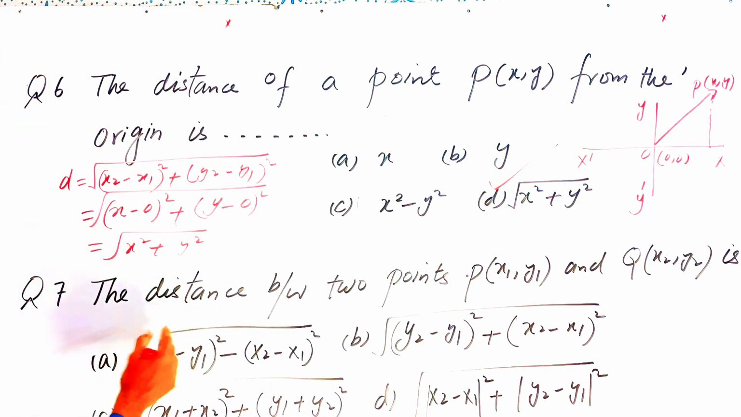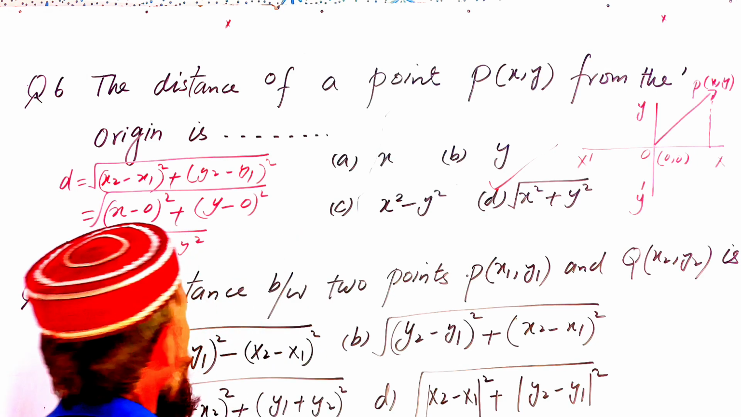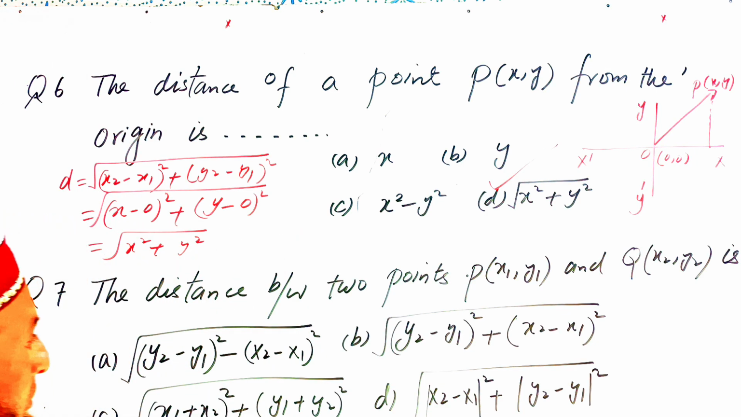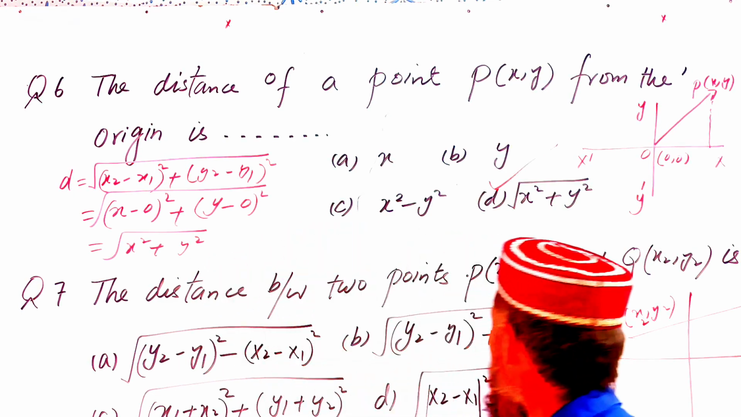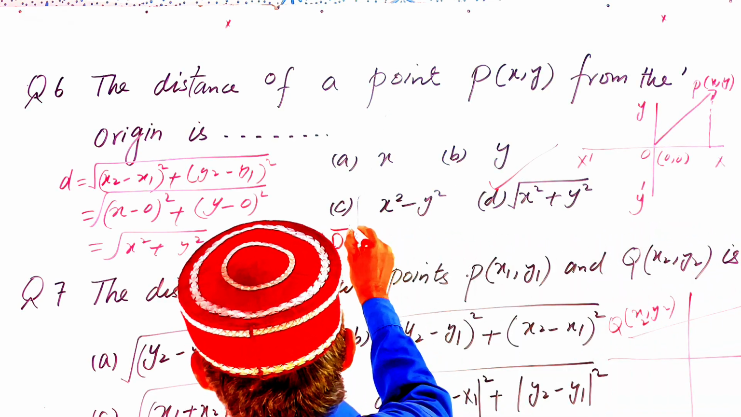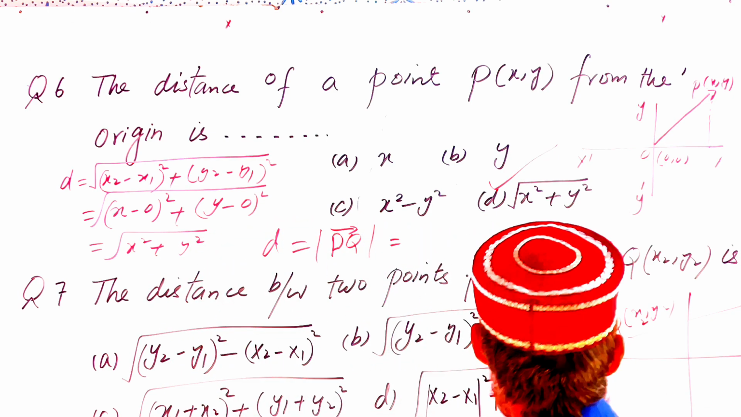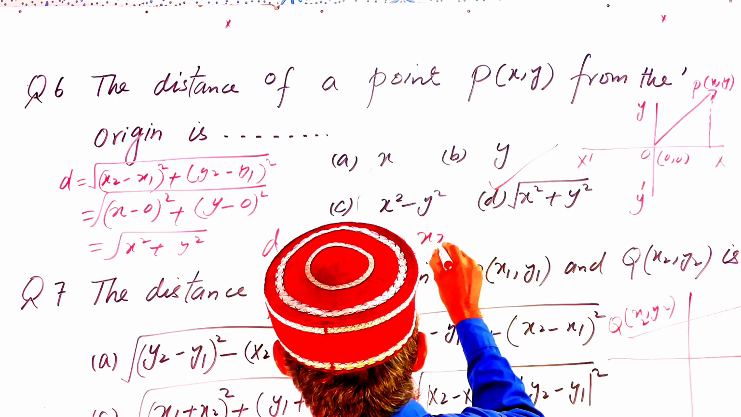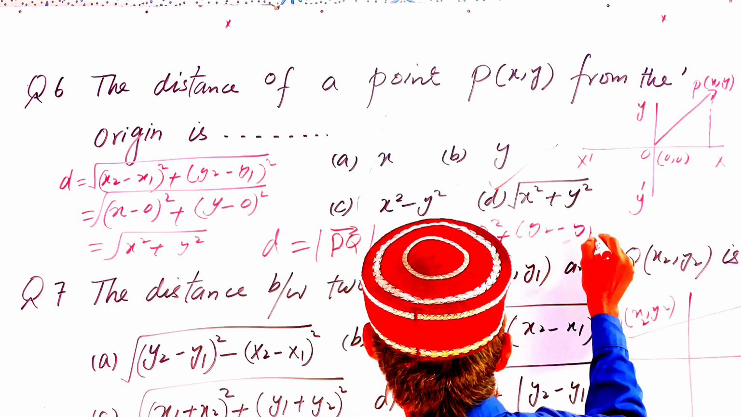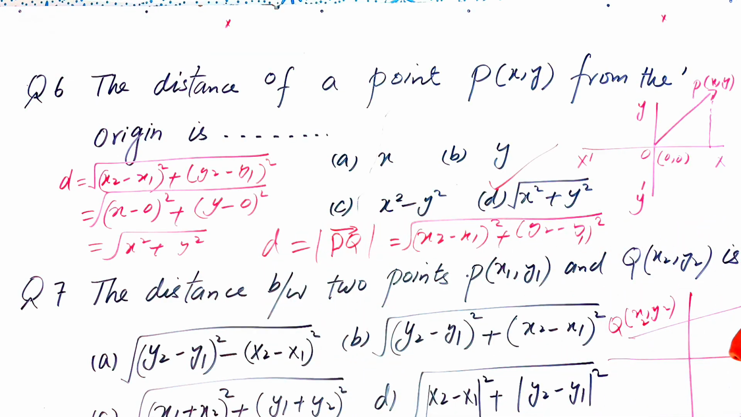The distance between two points P(x1, y1) and Q(x2, y2). So the distance lies between 2 points. According to the formula, the PQ distance, if we are finding the distance, will be equal to the square root of (x2 minus x1) whole square plus (y2 minus y1) whole square. So we are using that.